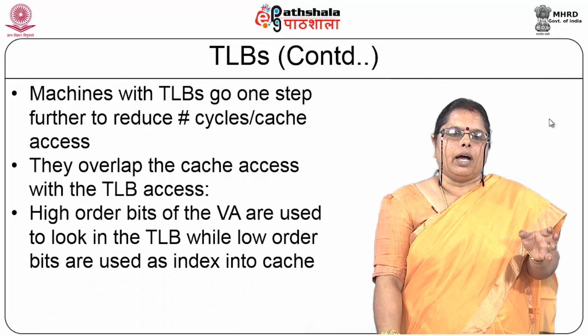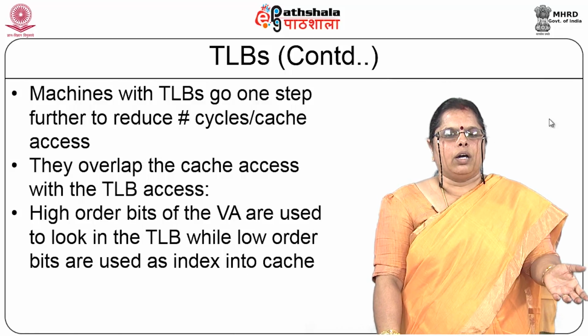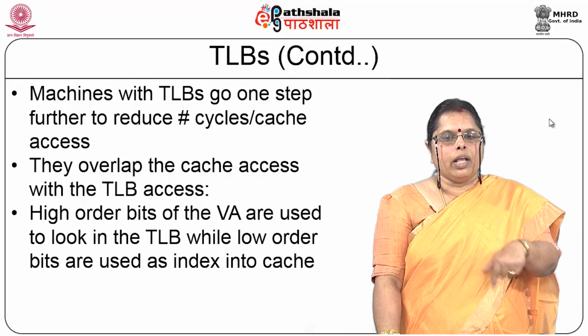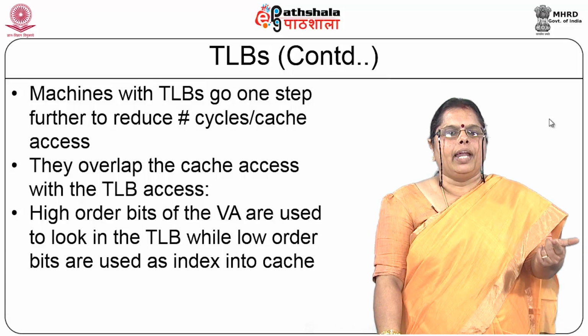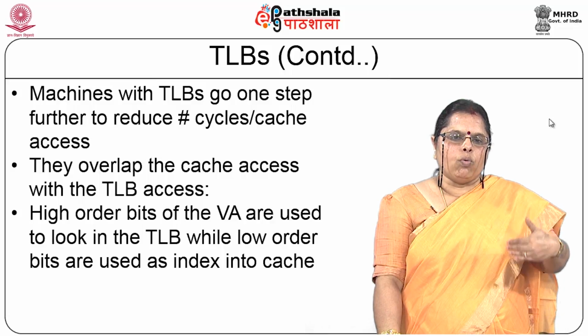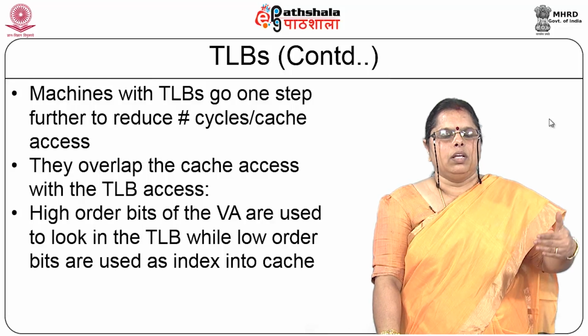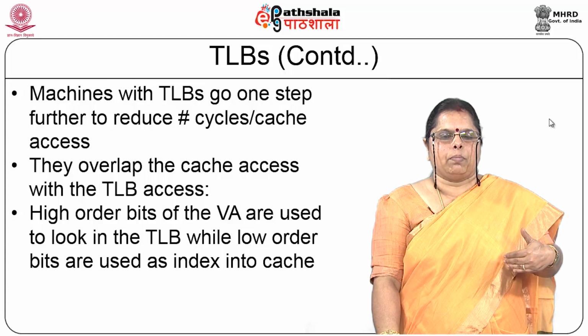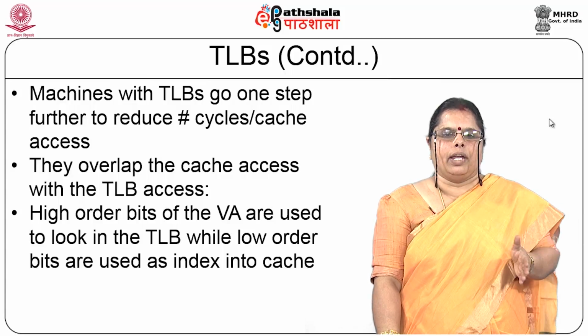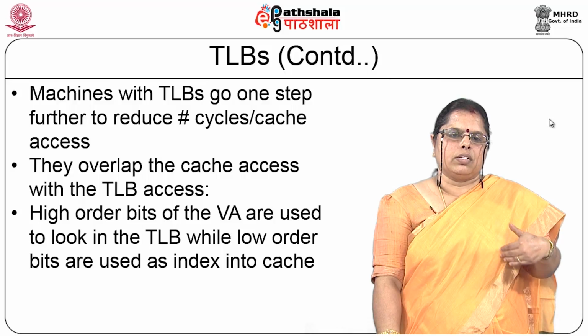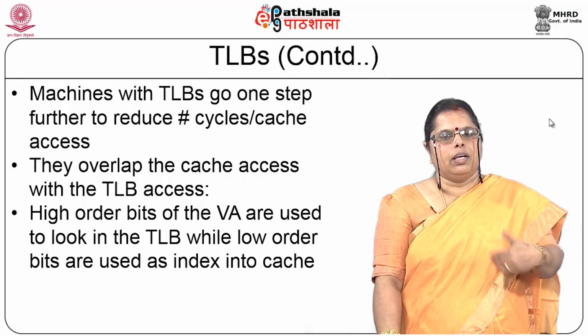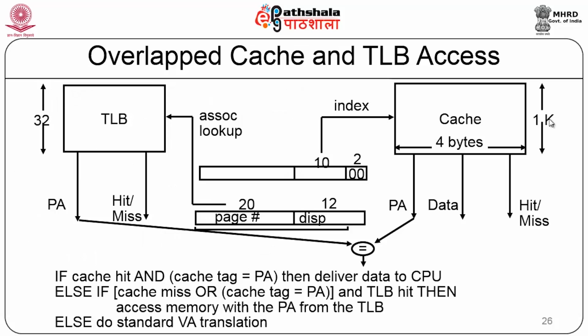High order bits of the virtual address are used to look up the TLB, while the low order bits are used as indexing into the cache. So, we are trying to overlap the translation with the indexing that is happening. That is why we say it is a virtually indexed cache. By the time this translation finishes, you get the physical address and then you tag it physically. This is the process that happens. So, it is a virtually indexed but physically tagged cache. This is how you overlap your cache access and the TLB access.